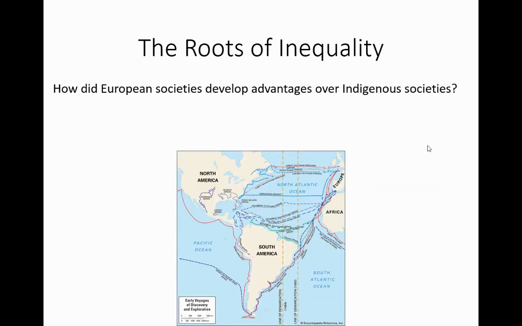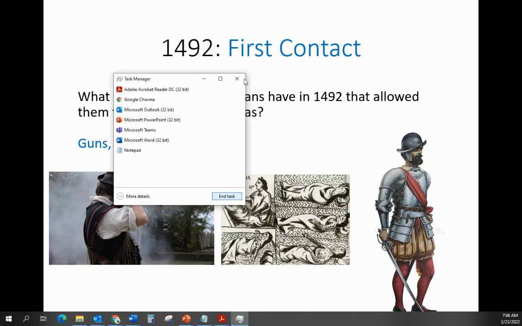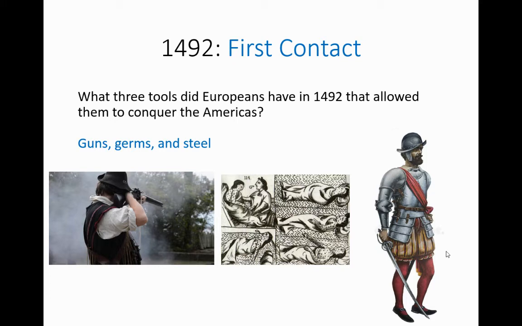So let's talk about the roots of that inequality. How did European societies develop advantages over indigenous societies in the first place? So the question we're looking at is, why did the Europeans have the guns and the germs and the steel? Why did the Europeans have such a big advantage when they arrived in the Americas? Why was it not the other way around? When that first contact happened, why didn't the indigenous people of the Americas have the guns, germs, and the steel? Why did they not conquer the Europeans instead?